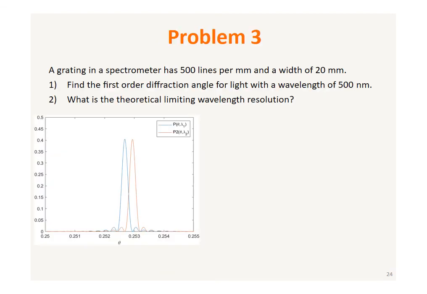In this problem, you'll look at a commercial grating. It has 500 lines per millimeter, so you can use that to work out the spacing between the lines. And it has a width of 20 millimeters. So if you illuminate that whole 20 millimeters of light, I want you to find out both the limiting wavelength resolution and also the first order diffraction angle for light that has a wavelength of 500 nanometers.